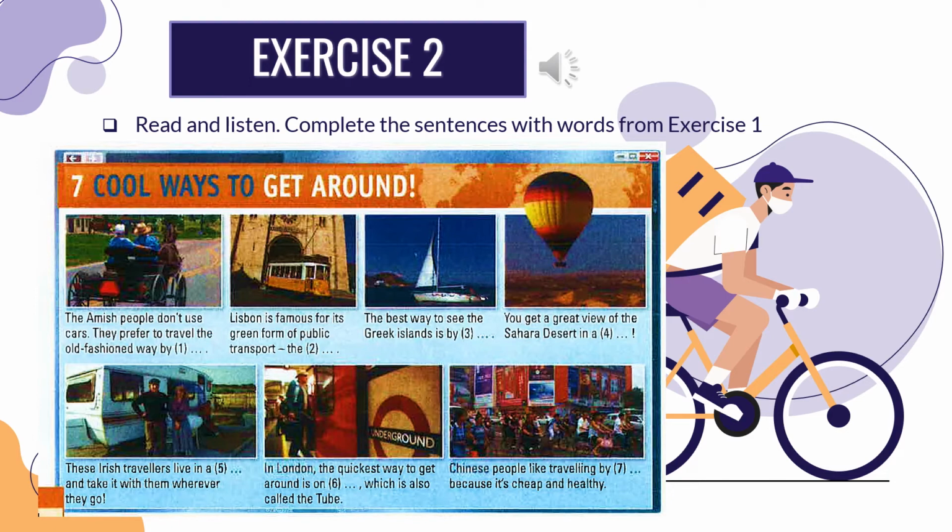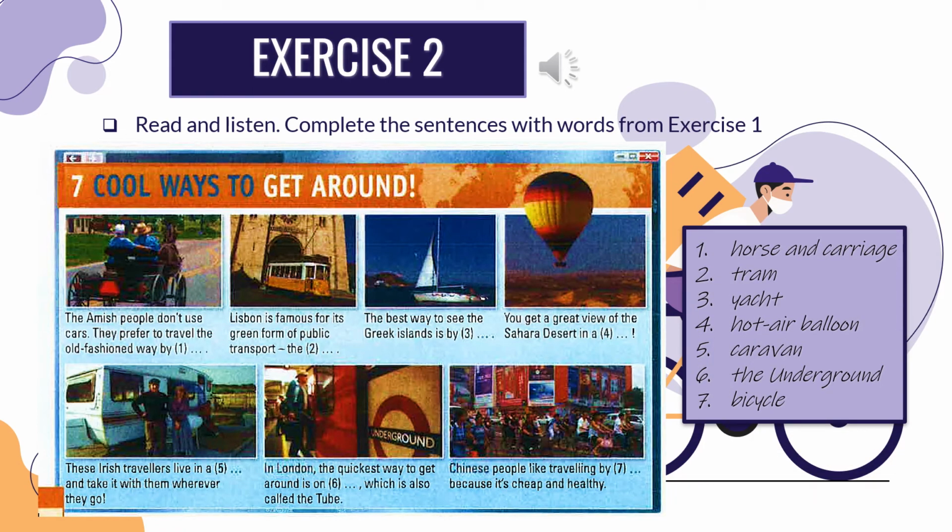Number 1, the Amish people don't use cars. They prefer to travel the old-fashioned way by horse and carriage. Lisbon is famous for its green form of public transport, the tram. The best way to see the Greek island is by yacht. You get a great view of the Sahara Desert in a hot air balloon. The Irish travelers live in a caravan and take it with them wherever they go.